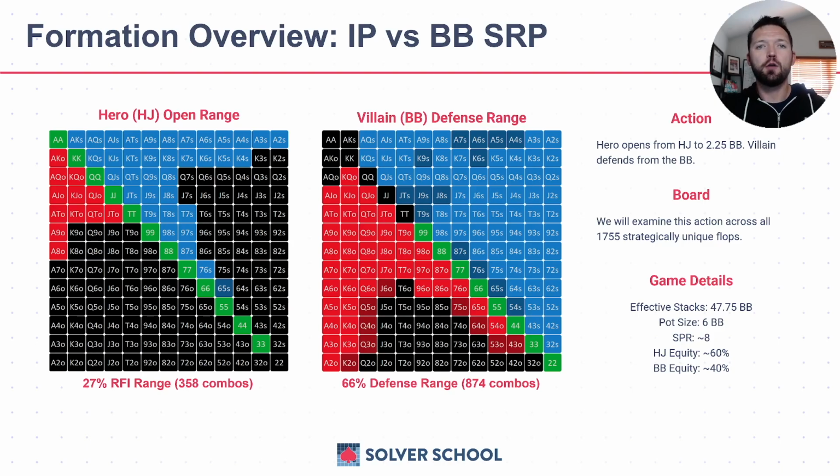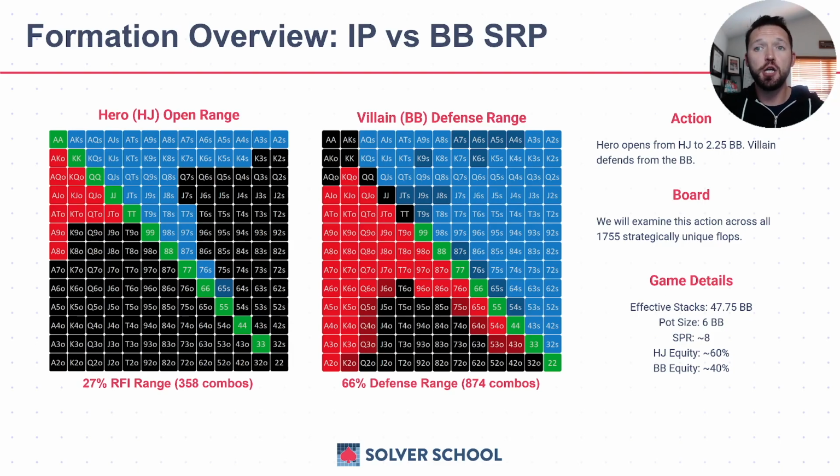What we're going to do here is I've chosen a hijack scenario as our in position hero position. The reason I chose the hijack is because it's really the middle range. If you take a look at a button opening range and an early position under the gun opening range, pretty much the middle point between those two is the hijack opening range. As you shift over to cutoff and button opening ranges, the hijack opening range is basically about halfway between an under the gun opening range and a button opening range. So we're going to look at a hijack opening range.